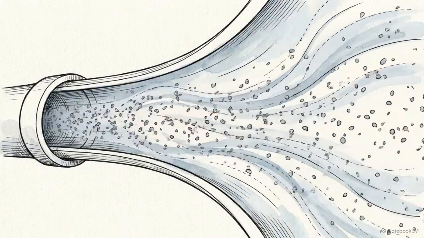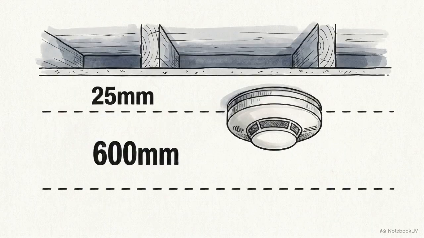This diagram illustrates the strict placement parameters outlined in BS 5839 Part 1. The sensing element of a smoke detection device, specifically the photoelectric chamber, must sit between 25 mm and 600 mm below the ceiling to reliably catch the smoke layer.